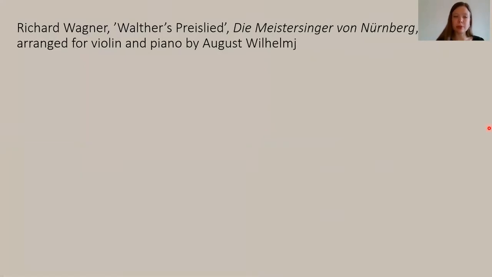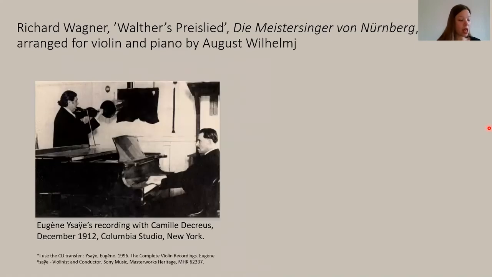Therefore, I decided to do this comparative study of the recording and annotated violin part of the Walther's Preislied from Wagner's opera Die Meistersinger von Nürnberg, which was arranged for violin and piano by August Wilhelmj. I wanted to better connect the fingerings with the audible results to build a ground for further investigation of other scores and recordings. The Preislied is one of the 14 short pieces recorded by Ysaÿe with Camille de Creus in December 1912 in Columbia Studio, New York.